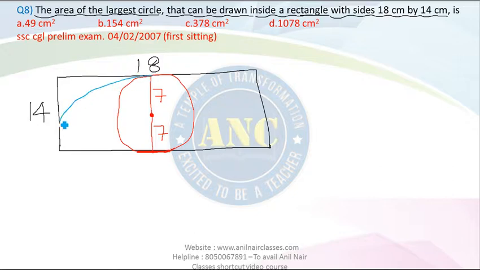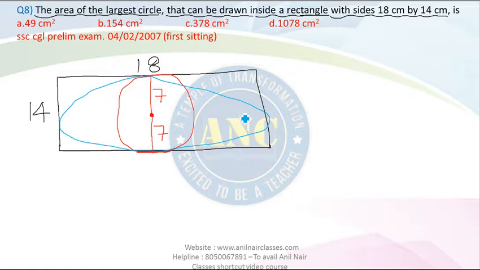Suppose, for example, I am trying to draw it like this. Right now, if I draw like this, diameter becomes 18 in this case, sir. It is 18, which is more than 14, right? So if diameter is 18, radius becomes 9, sir. In the case of what you have taken, radius is 7, but in this case the radius is 9. That means I will get maximum area of the circle, right, sir?